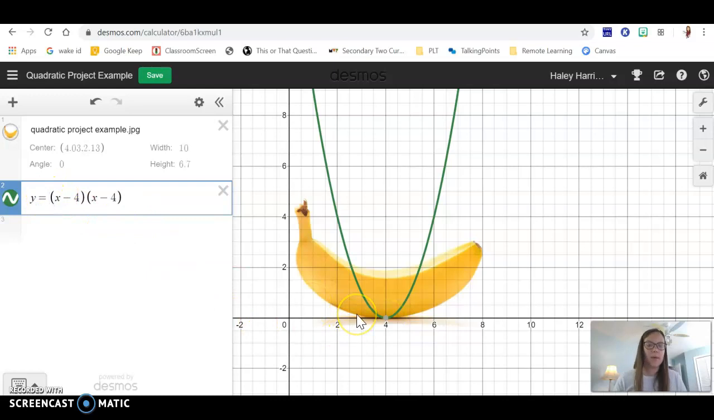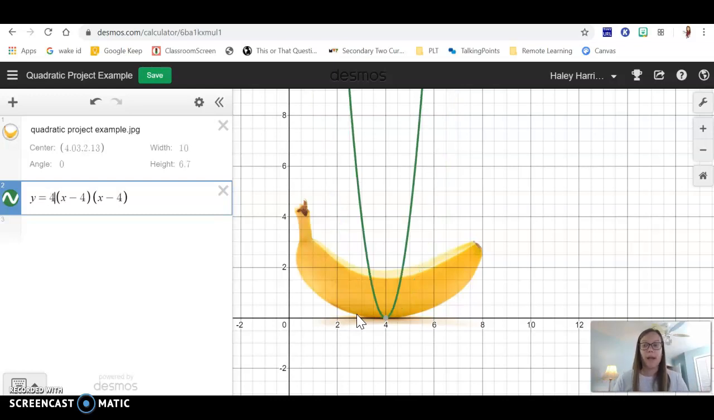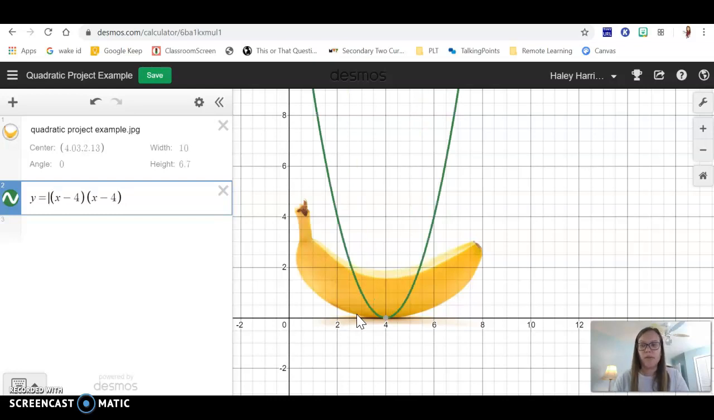But now I need my parabola to be wider. Now, if it was going the other way, if I wanted to flip it over, I can make it negative, but I don't. I need it to be positive. Now I need to make it wider. So let's try some things. What happens if I put a 4 here? My parabola got skinnier. So maybe I need a number that is smaller than 1.